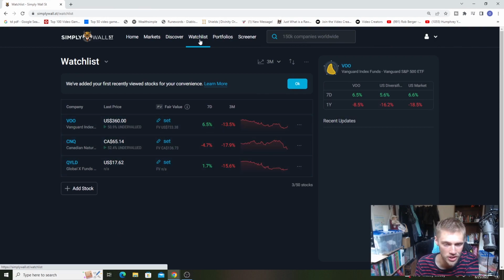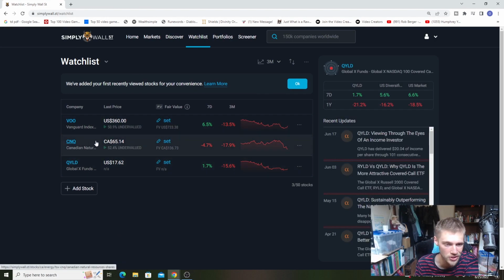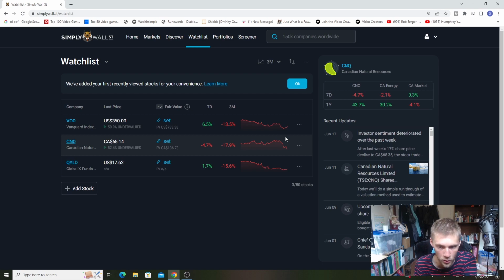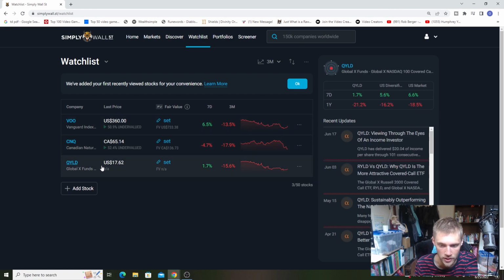Next up, they have a watch list where you could put your own stocks into the watch list and you can watch them over time, if you will. I think you can get notifications and whatnot as well, although I didn't do that myself. You can add different stocks. You can see the different updates, the different things that are going on with that.